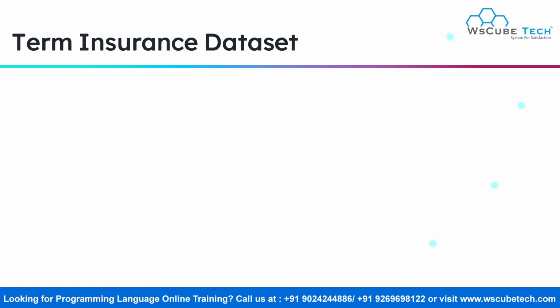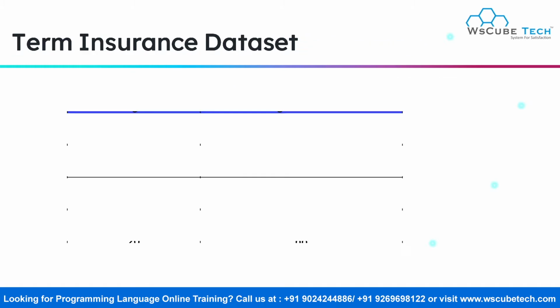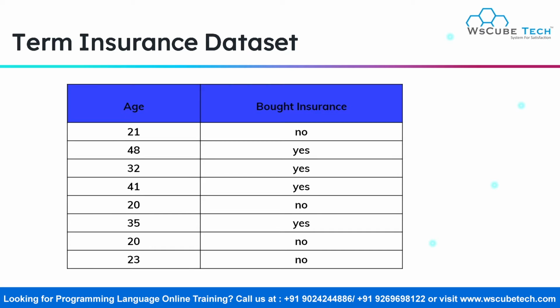Now, in order to implement logistic regression, we will be using the term insurance data set. This is a data set which simply says which age group bought the insurance. If you observe this data set, you will see that the age groups below 30 years are not that interested in buying the policy, but once the age crosses 30, people seem to be more interested in buying the insurance policy.